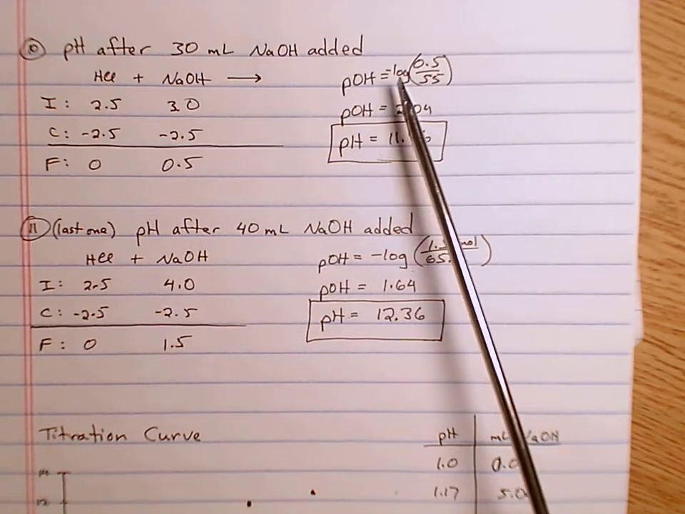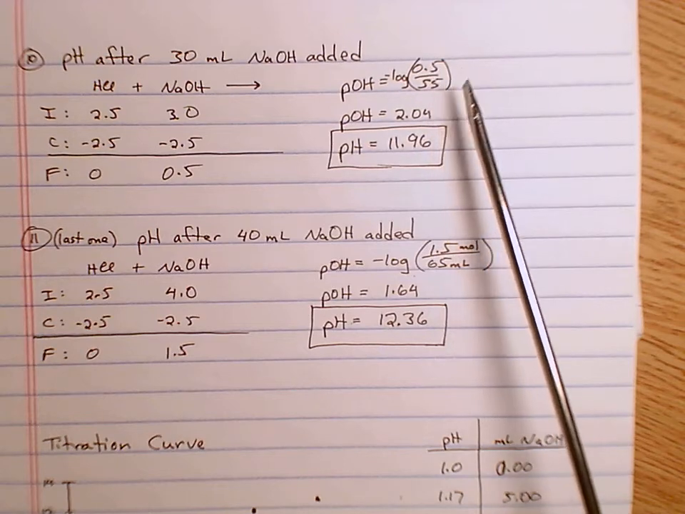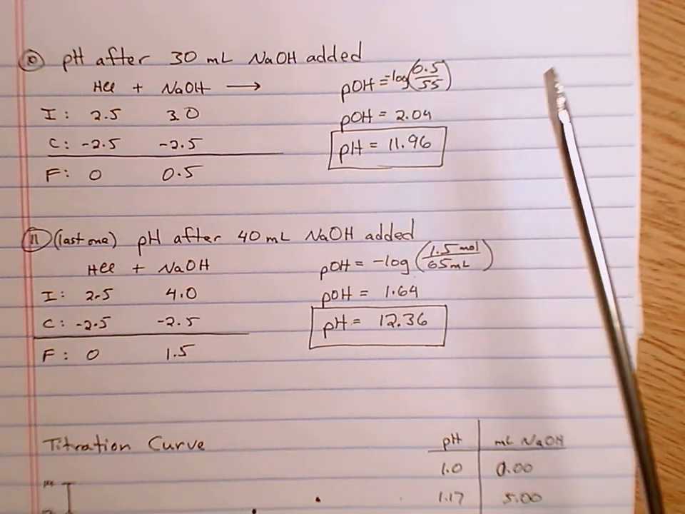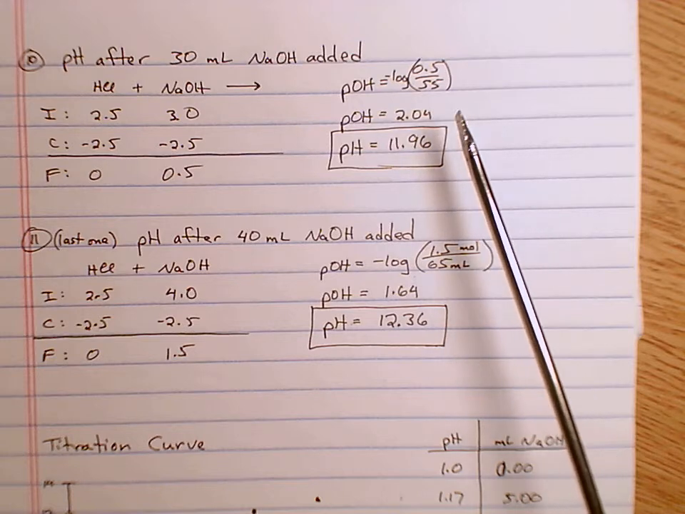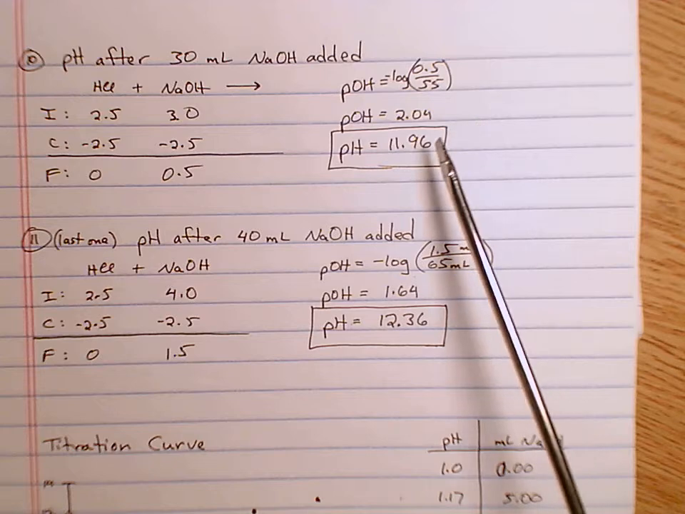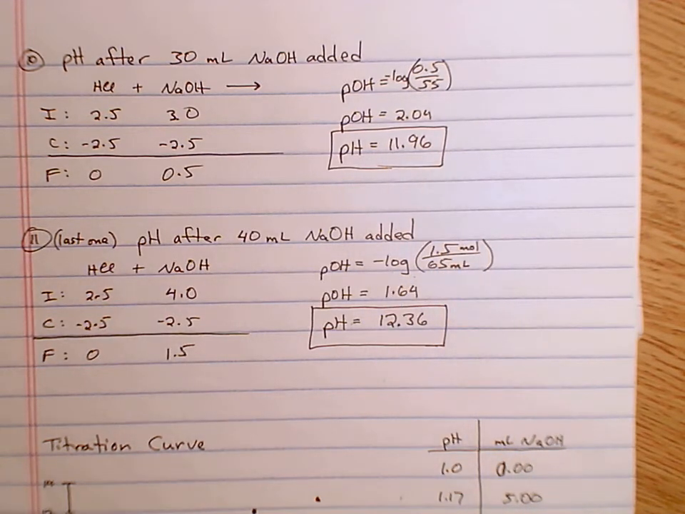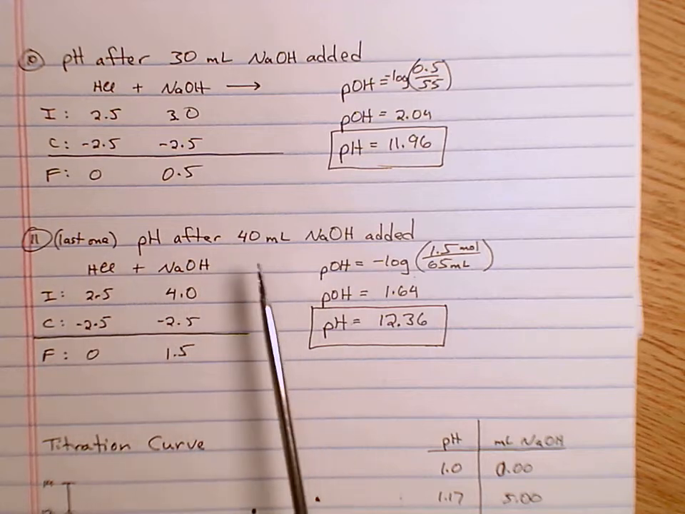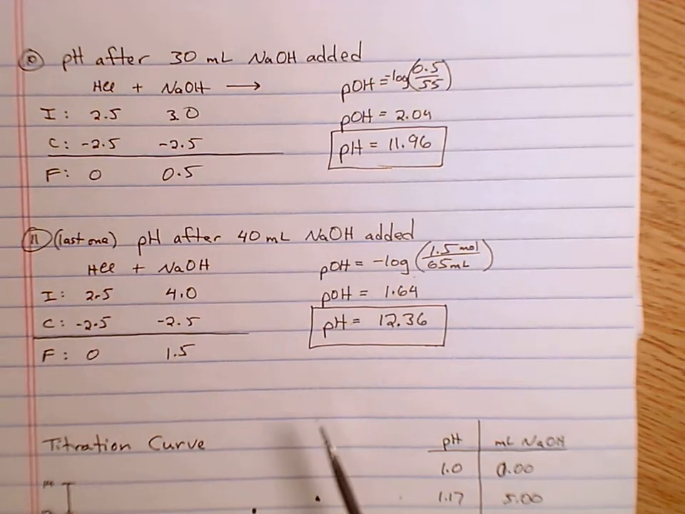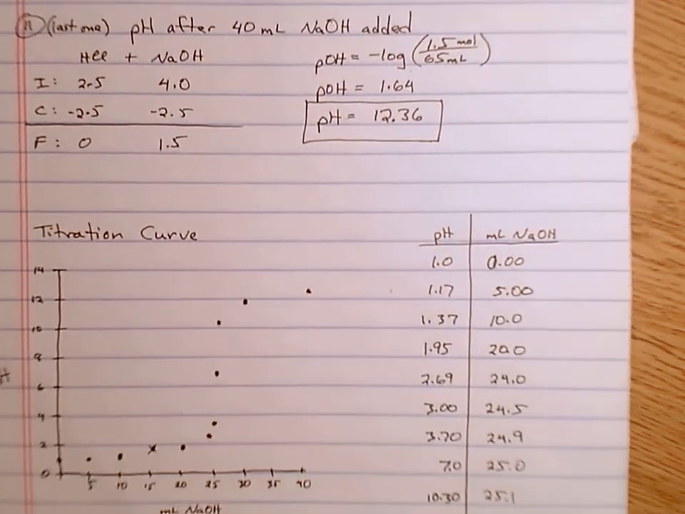The pOH is negative log of 0.5 over 55, our number of millimoles divided by our new volume. pOH is 2.04. Remember, pOH plus pH equals 14, so pH is 11.96. One last one more: pH after 40 milliliters of NaOH added. Go through the calculation again. pH is 12.36. And now we're going to plot that data.